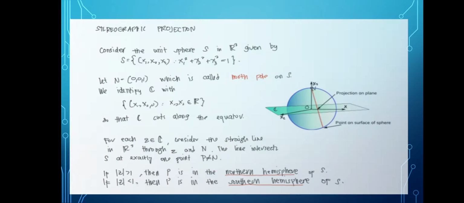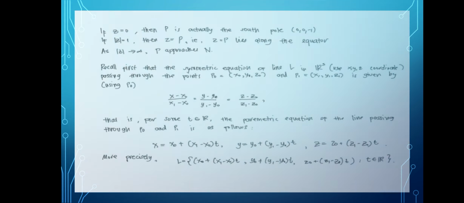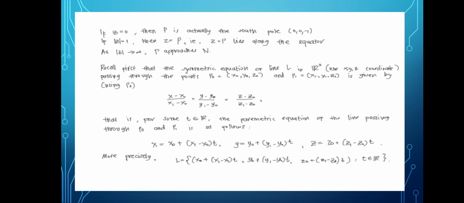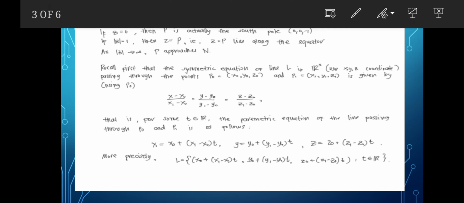So let's proceed. If z is equal to 0, then P is actually the South Pole, (0, 0, negative 1). If the modulus of z is equal to 1, then z is equal to P, which lies along the equator. As the modulus of z approaches infinity, P approaches N, that is, it approaches our North Pole.